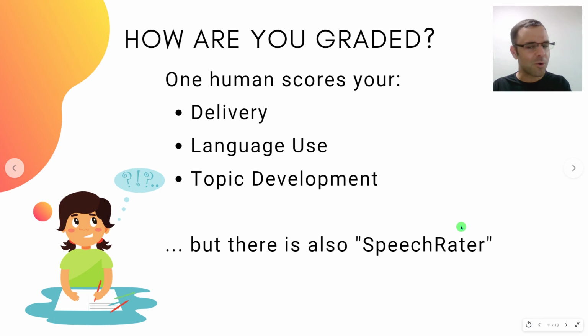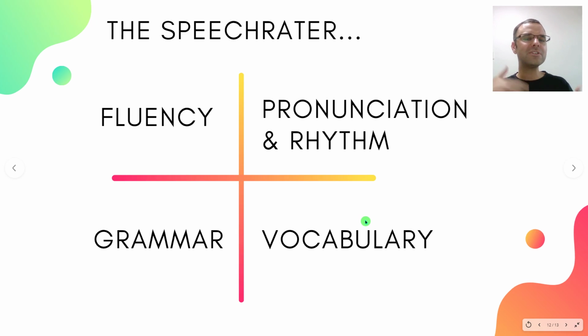But now you're also scored by the SPEECHRATER, and that's an automated scoring computer software thing. Now, that's a bit trickier. How does the SPEECHRATER come up with a score? Well, this is a topic for a whole new video because I've been doing a ton of research about it, but basically this is what I found out. It seems that the SPEECHRATER, broadly speaking, is scoring you in four main areas.